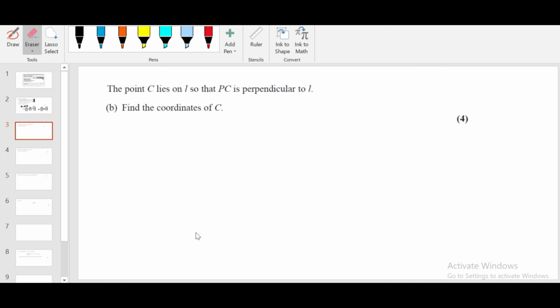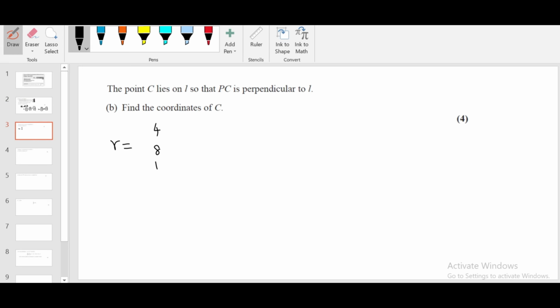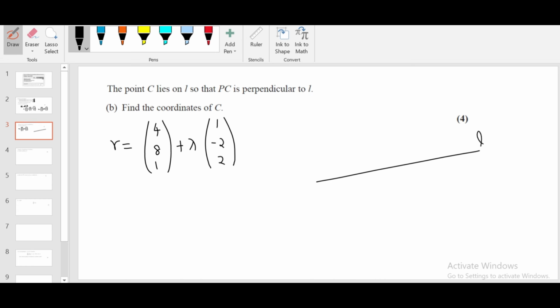Part B says point C lies on L so that PC is perpendicular to L. We have the equation of L actually. I'm going to write the equation of the line, which is (4, 8, 1) plus lambda times (1, -2, 2). That's the vector equation of the line L. Let's say this is line L, and we have a point C that lies on L such that PC is, let's say P is somewhere here, PC is perpendicular to the line.